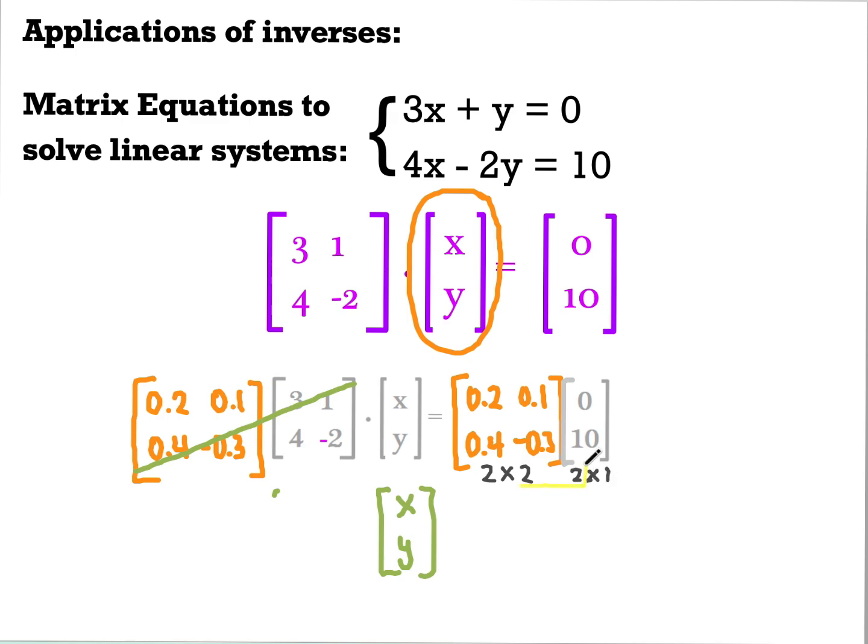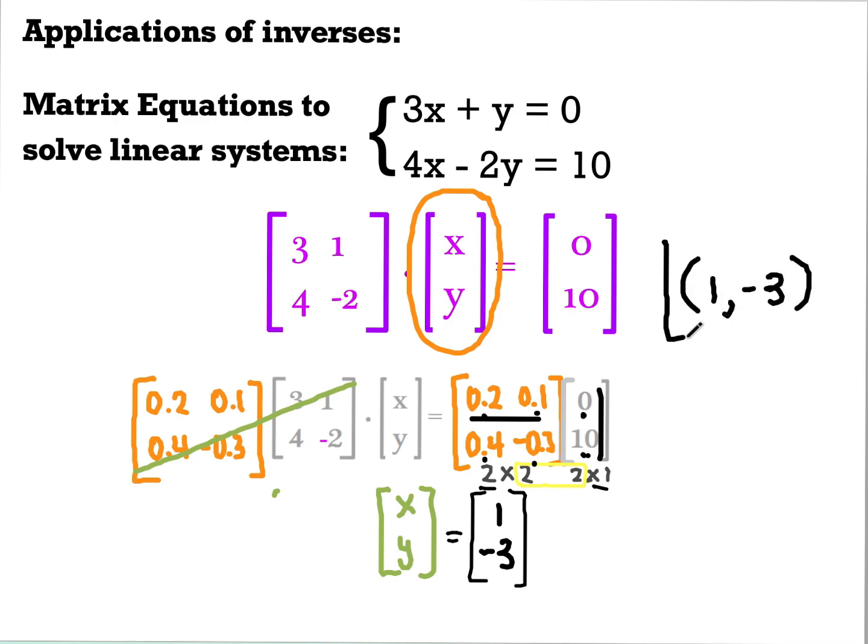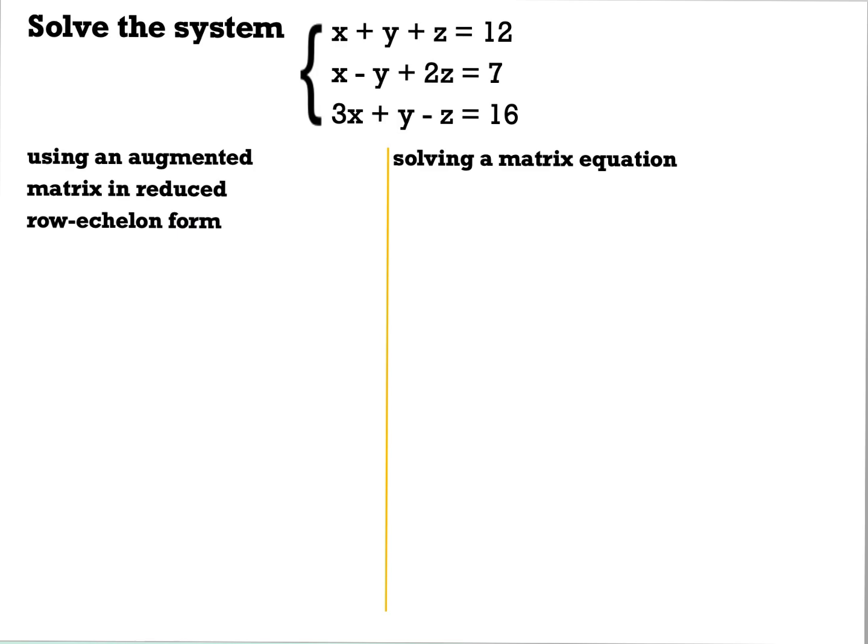They definitely will multiply together, and our answer should be 2 by 1, which is good because I was hoping for an x and a y. This might be faster just to do by hand, right? First row, only column, 0 times the first one, 10 times the second one would be a 1. 0 times the first one, 10 times the second one would be a negative 3. I am fairly confident our solution is 1, negative 3. Go ahead and check that in our equations up above. Feeling good about it. So now we have two ways to solve systems using matrices.